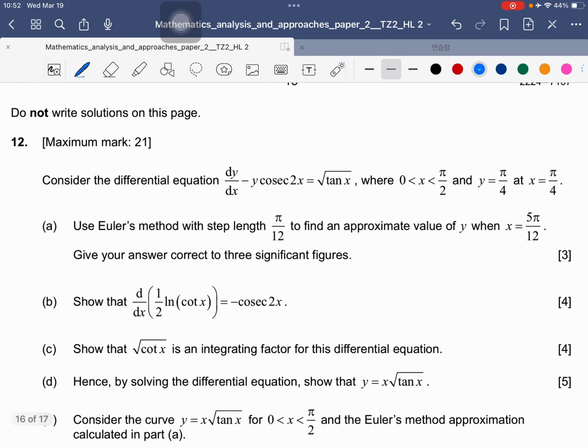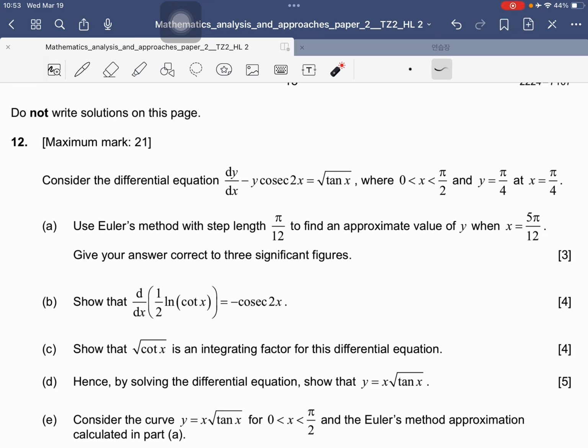Question number 12. Consider a differential equation like this, where the x domain is restricted from 0 to pi over 2, and the x coordinate and y coordinate are already given. A. Use Euler's method with step length pi over 12 to find an approximate value of y when x equals 5 pi over 12. Give your answer correct to three significant figures.